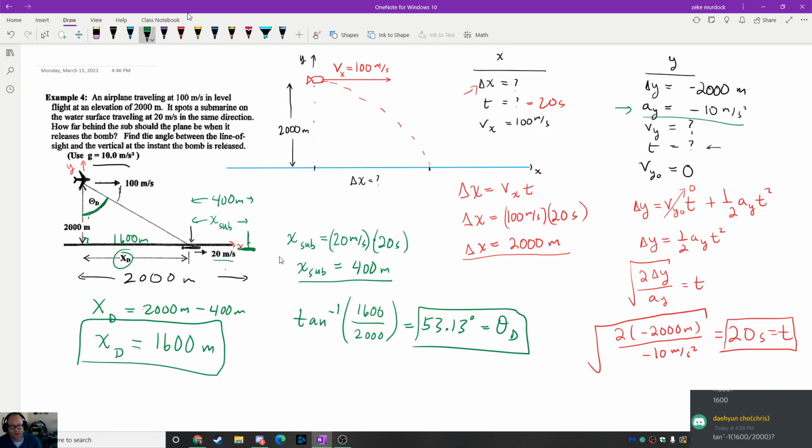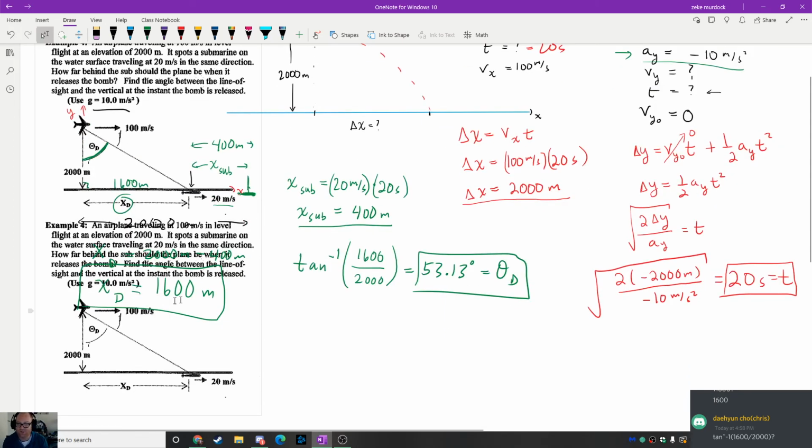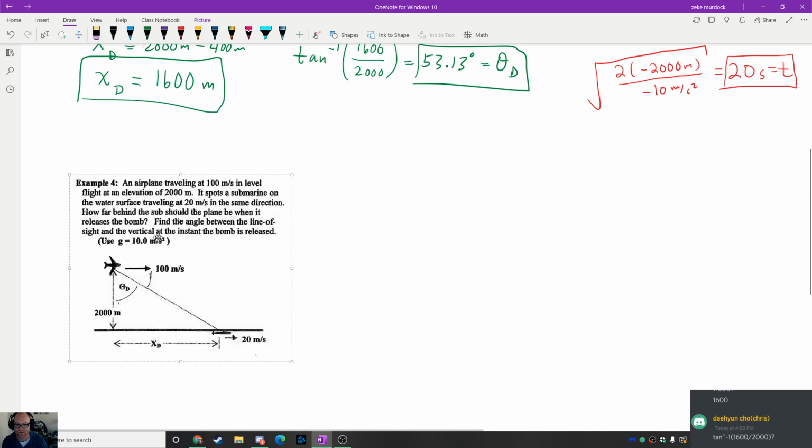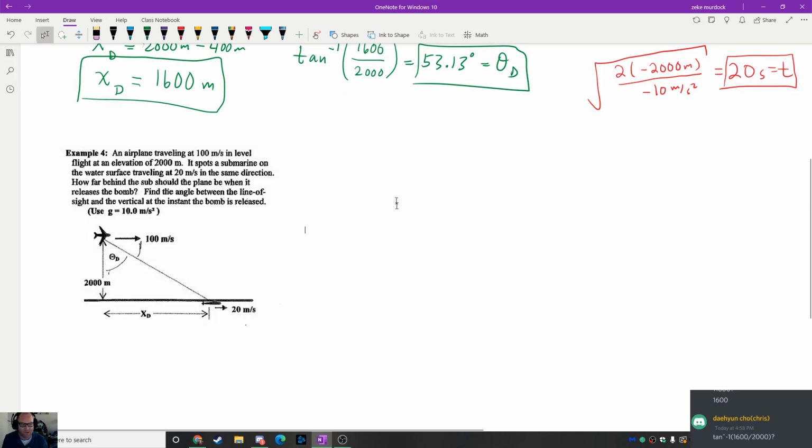Okay, so the idea is this. I'm going to take some of these pictures. How about I do this? Copy, paste. Let's take this, go down a little bit, and I'll explain now that we have all the information. So here's what we know. When we release our bomb, it's going to travel to here.